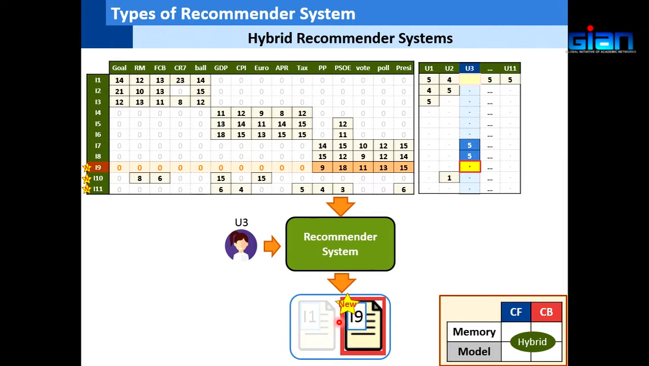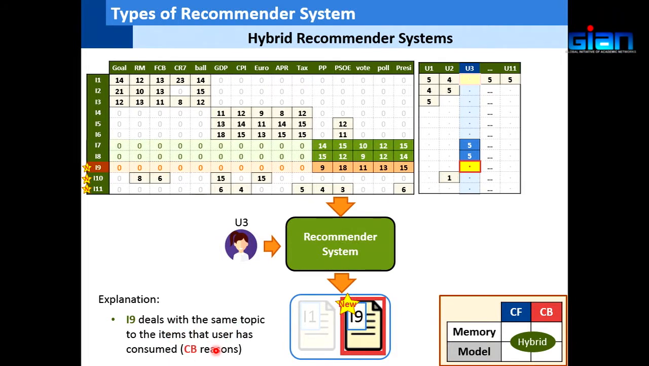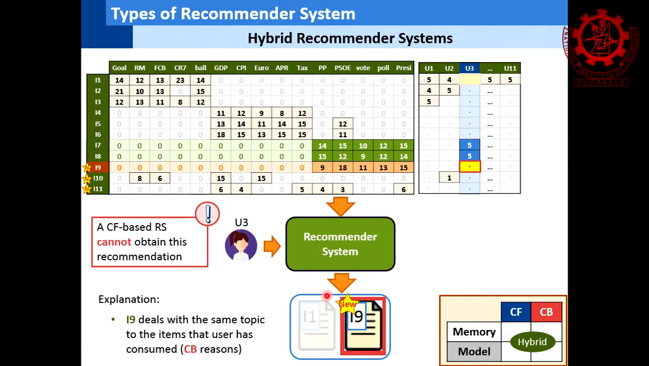And the item I9 is also recommended to user U3. Why? Because I9 deals with the same topic as the items that the user has consumed. The user has consumed these two items, which are very similar to the item we recommend. This is the reason why we recommend the item I9, and this is a content-based recommendation. Indeed, a collaborative filtering-based recommender system cannot obtain this recommendation. Why? Because no user has rated this item.